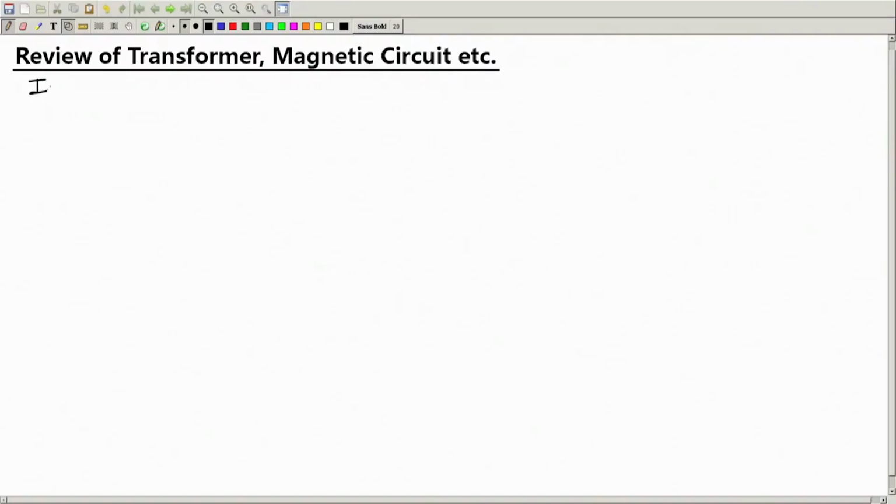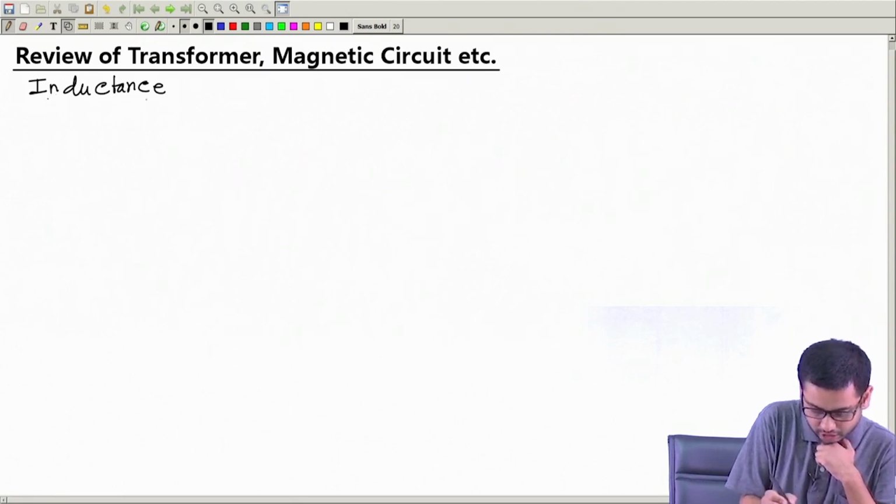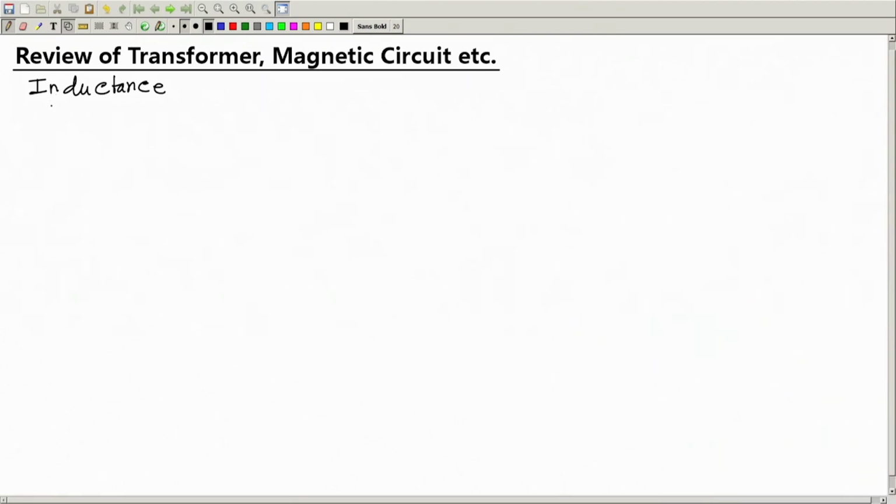We will review some concepts. We cannot prove everything in one class. That's not possible. But we will review some important concepts which will help us in a better understanding. So let us start with the simplest concept of inductance. Now inductance can be either self inductance or mutual inductance. So let's first talk about self inductance.